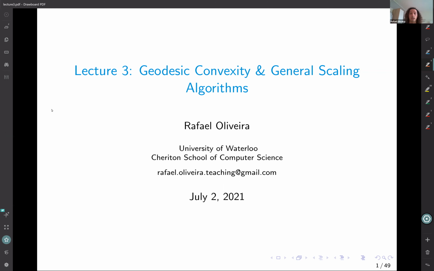Okay, so today we're going to lay out the basic foundations for us to generalize what Akshay taught you in lecture 2 on scaling algorithms for commutative group actions, in particular for the matrix scaling problem.